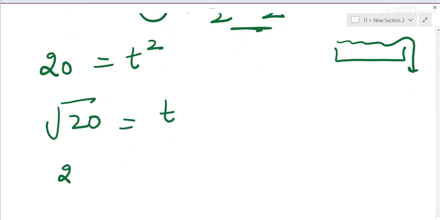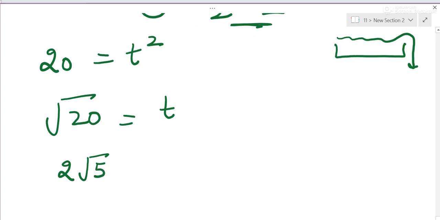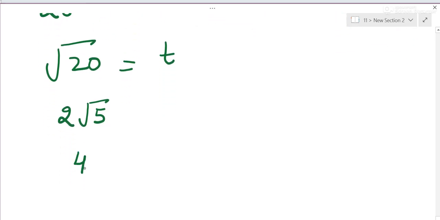So it will be 2 root 5. So it will be 4 point something. Okay, let it be 4. Time is 4 seconds approximately. In this time it will fall.